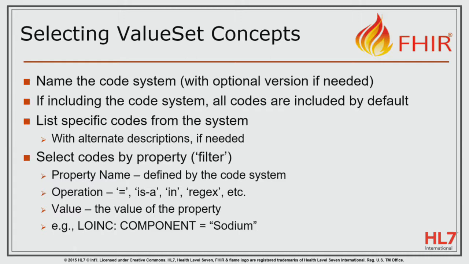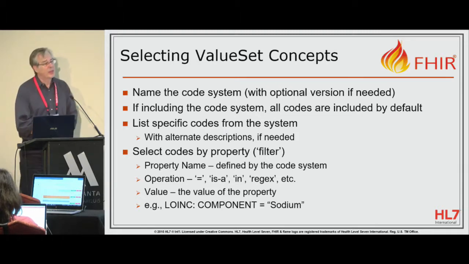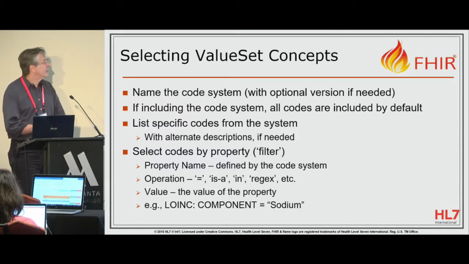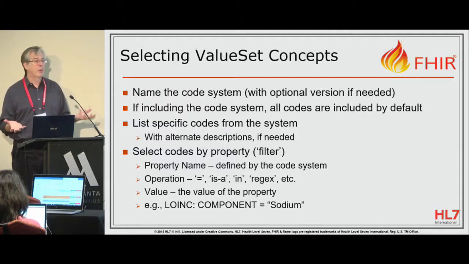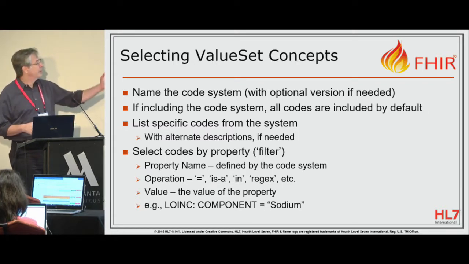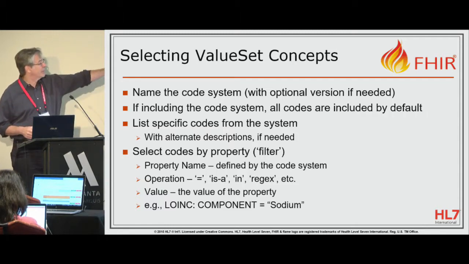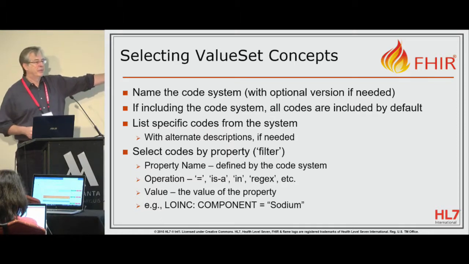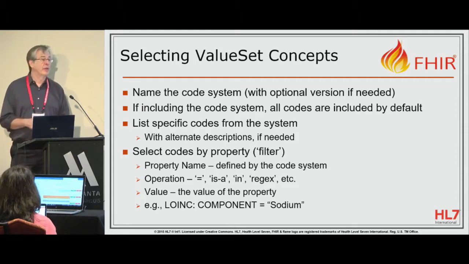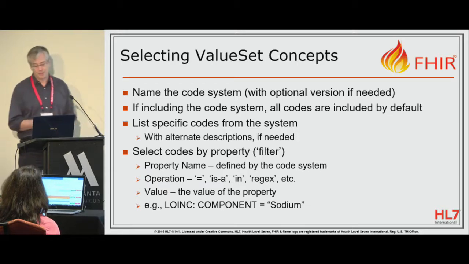The other way to do it, and this will work when you're working with SNOMED, especially with LOINC, is doing it by the property. So you're filtering on specific properties. You select the property, in this case component, and an operation. There are lots of them, described in the documentation, so I'm not going to go into all of them: equals, is a, in, regex. If you like regular expressions, we can help you with that. And then the value you're looking for. As an example, component equals sodium will give you all the sodium-based LOINC codes.